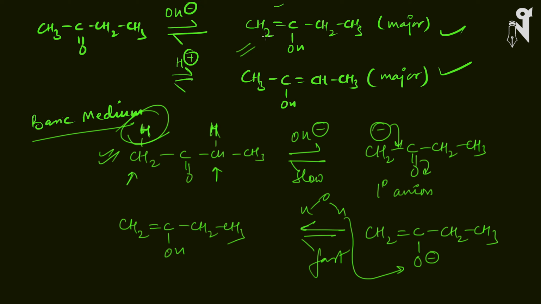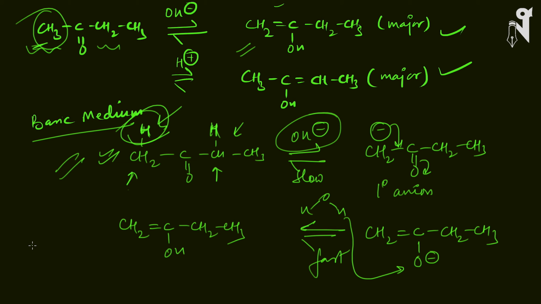And why did I get this product? Because I chose to remove the hydrogen from here rather than from here, because here the crowding is more, and the base will always try to abstract the proton from the less hindered area. So the basic medium's OH minus caused the reaction in this way and took away the hydrogen from this carbon, though there were two places where the enolizable hydrogens were. One is this and one is this, but OH minus chose this carbon's hydrogen to be taken away.